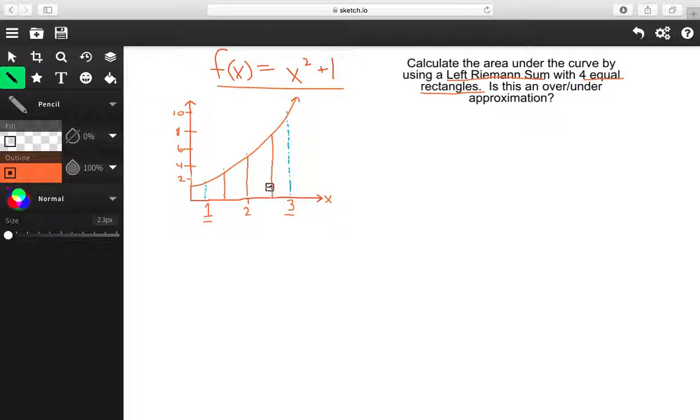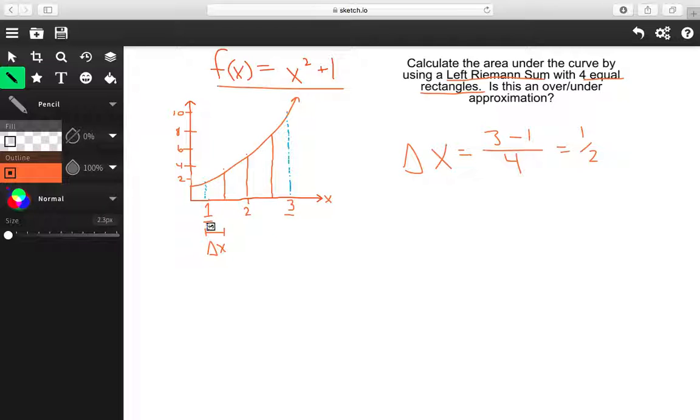There we go. So the next thing that we want to do is figure out what the length of each rectangle is. We're going to call that delta x. The way we calculate delta x is we simply use the place that we started with, the place we ended with, and how many rectangles we have. So we ended at 3, we started at 1, and we have 4 rectangles. That's going to give you 1/2.